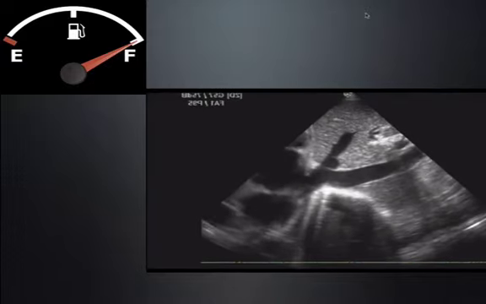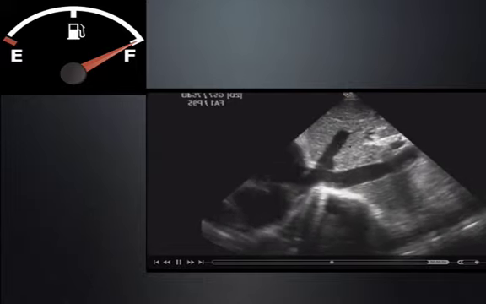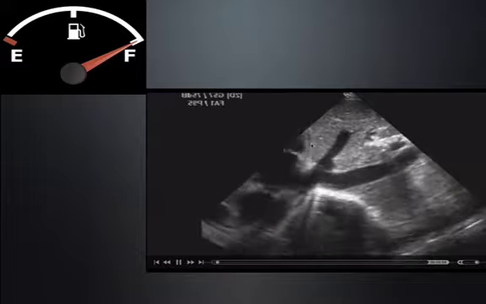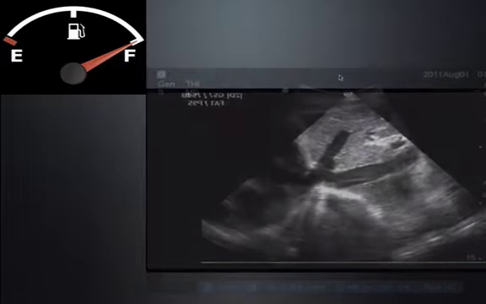How about this one? Again, we have our IVC right here. We can see the subject taking breaths in. Not a lot of variability there. We can also see a nice large dilated hepatic vein as well. This would be consistent with a full tank.